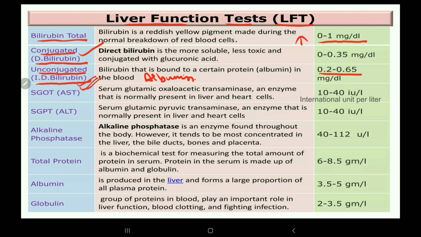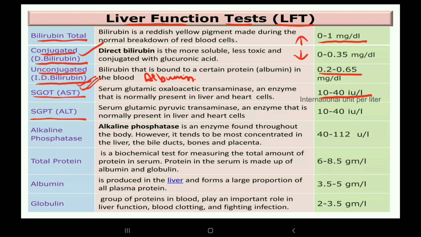Now, low levels of bilirubin may be due to a certain medication or also due to excess caffeine intake. The next parameter is SGOT and SGPT. The normal range of SGOT and SGPT is between 10 to 40 international unit per liter.